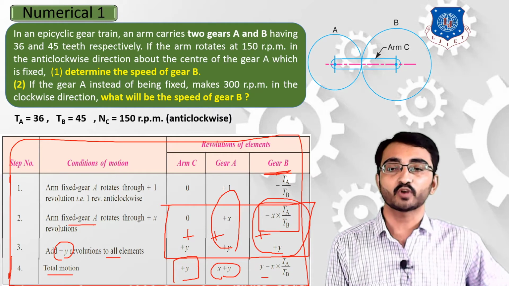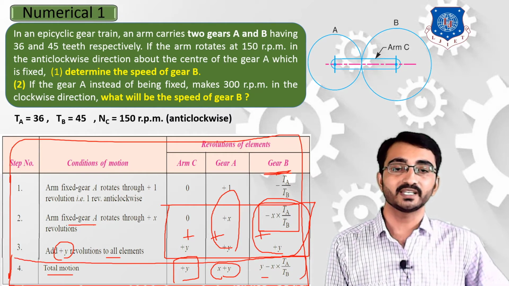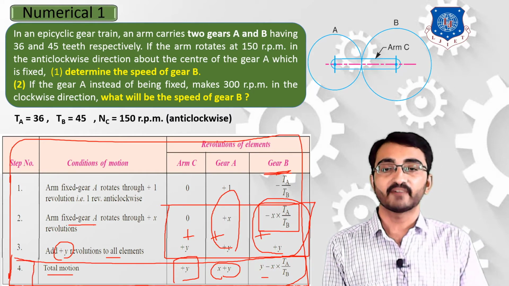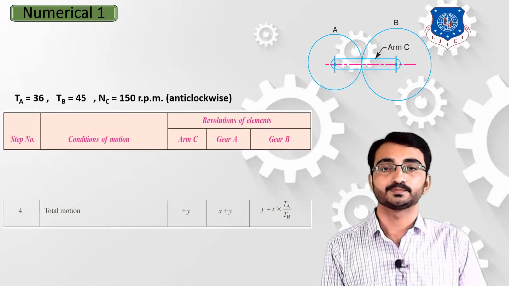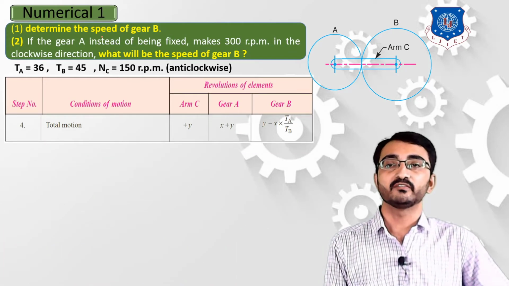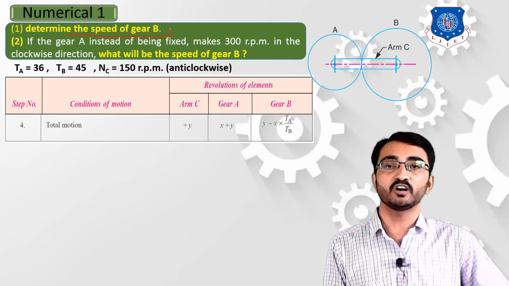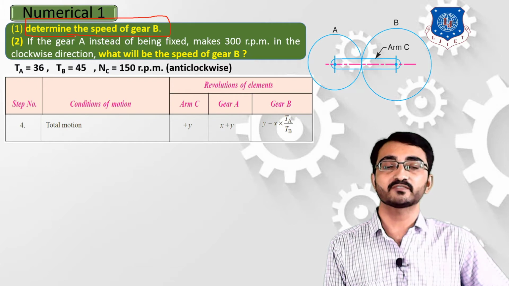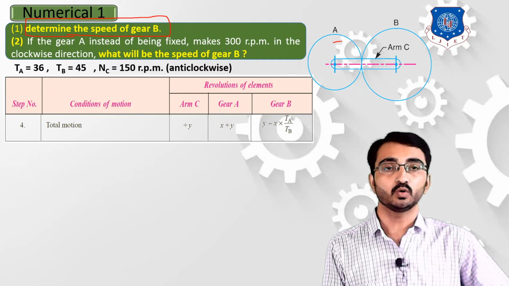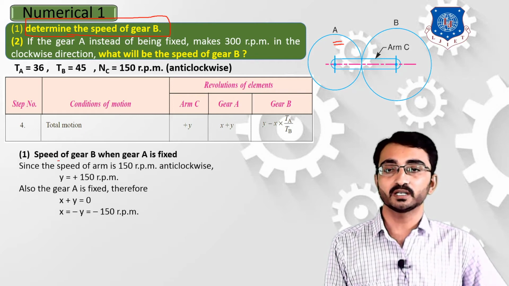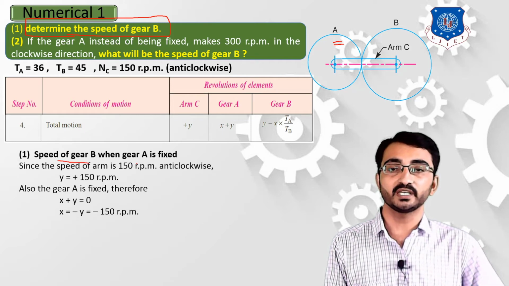Okay, now from this table we have final total motion, that is row number 4, which is very important. So let's consider the final data of this table. Now in this numerical we have to calculate the speed of gear B, and for that we have been given that gear A is fixed in the initial condition. So let's consider the first data, the speed of gear B when gear A is fixed.